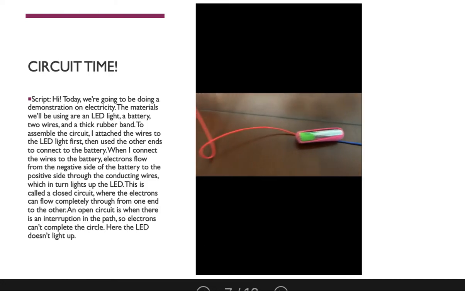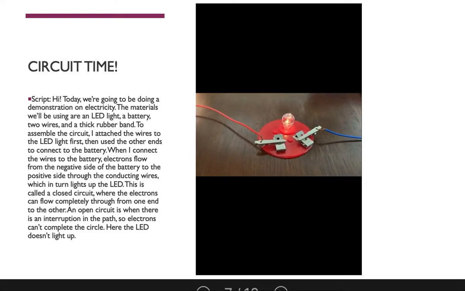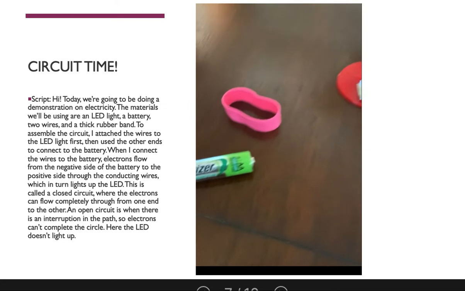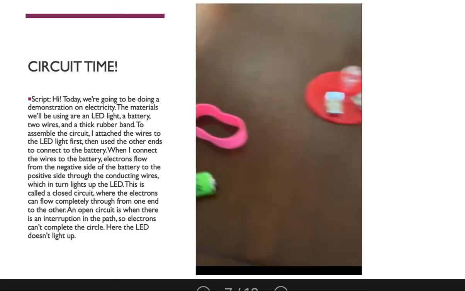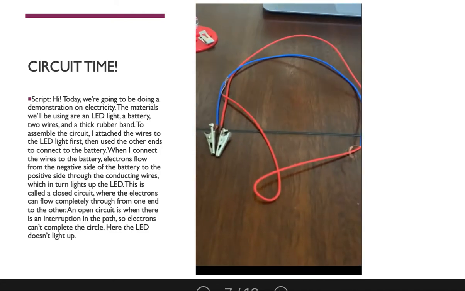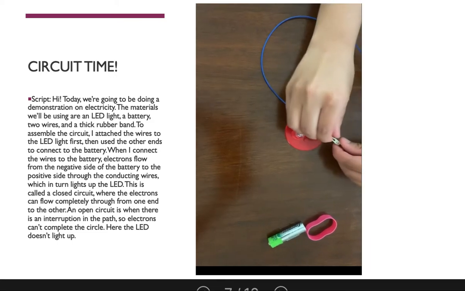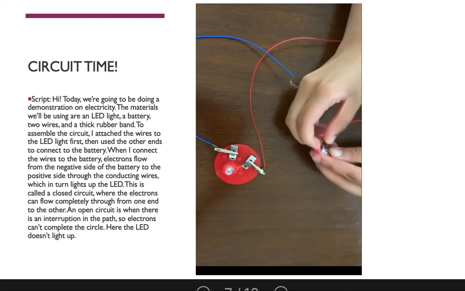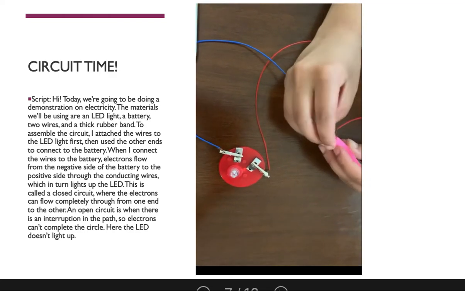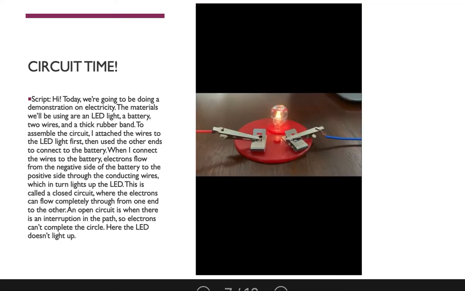Hi, today we're going to be doing a demonstration on electricity. The materials we'll be using are an LED light, a battery, a thick rubber band, and 2 wires. To assemble the circuit, I attach the wires to the LED light first, then use the other ends to connect to the battery. When I connect the wires to the battery, electrons flow from the negative side of the battery to the positive side through the conducting wires, which in turn lights up the LED.